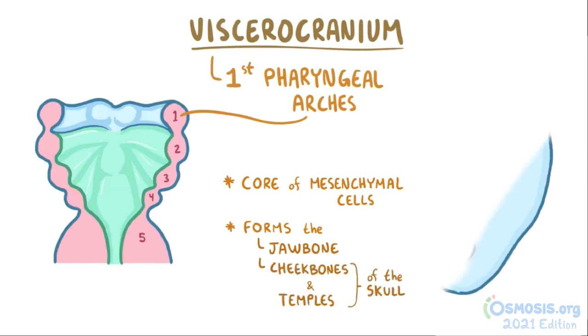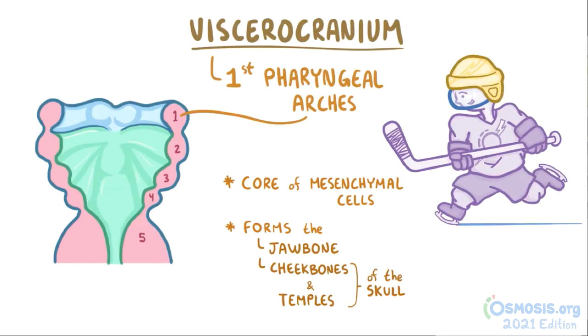To go back to the helmet analogy, the visceral cranium would make up the face guard protecting our mouth and nose from damage. And this face guard is slightly curved, to remind you that the bones come from the first pharyngeal arch.